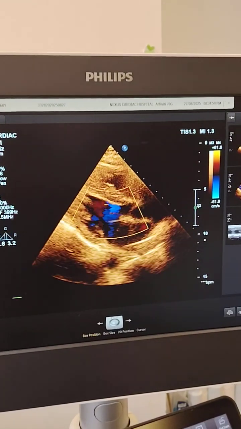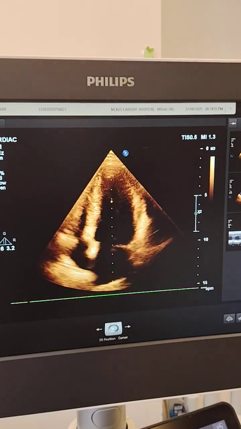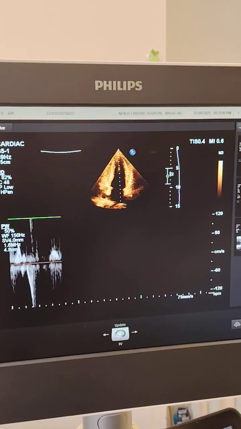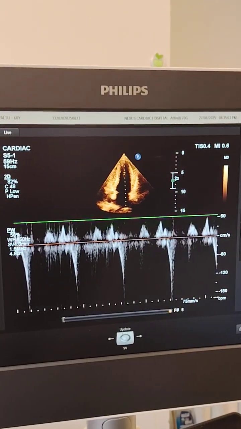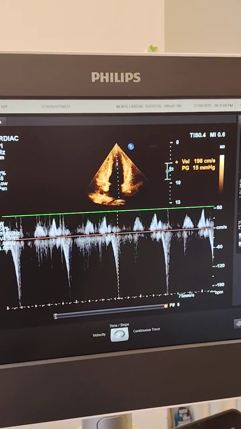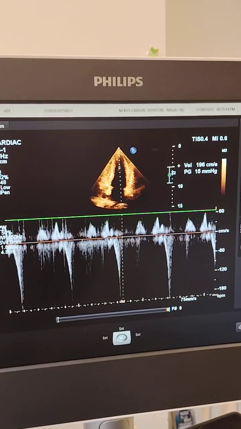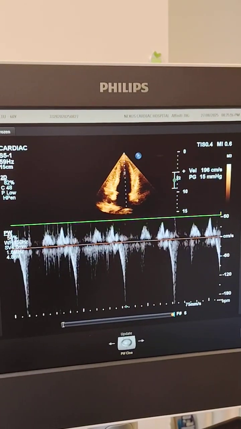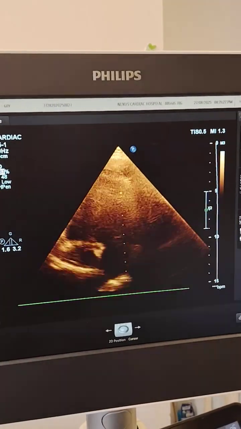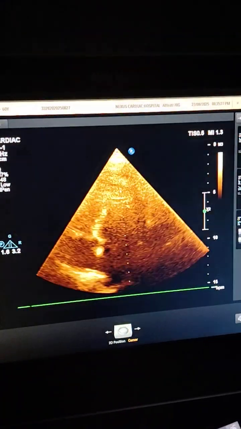There is no LVOT obstruction, but there is a mid cavitary obstruction, though not any significant gradient. The gradient is not too high, it's not normal, I think, 15 millimeter of mercury. So there is a mid cavitary or apical part that is obliterated during systole.